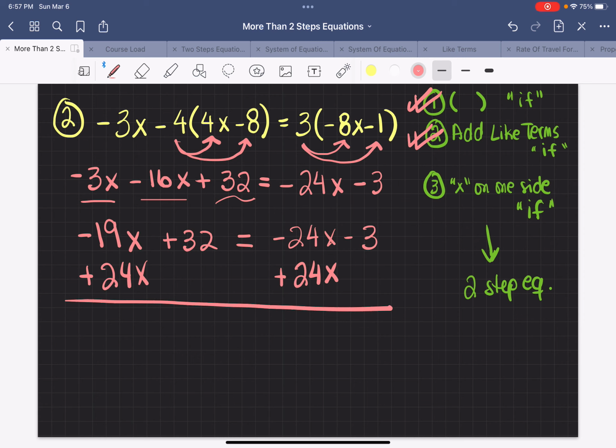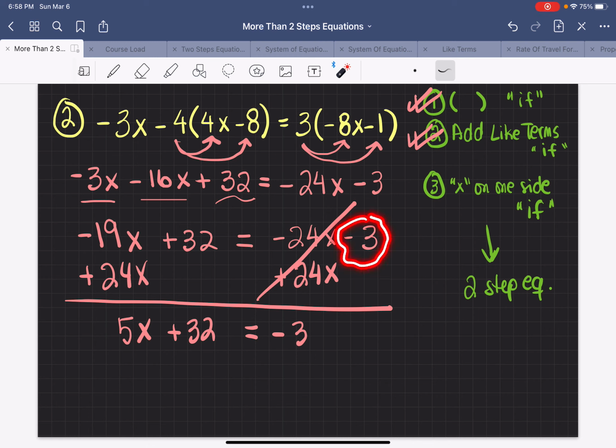So here I have different signs. So I need to subtract the 24 and the 19 and keep the sign of the higher number. If I subtract 24 and 19, I get 5, and the sign of the higher number is this positive. So positive 5, I don't even need to write that. So 5x plus 32, and this will be equal to minus 24x plus 24x. That cancels each other. And all I have left is a negative 3. This negative 3 on the right side.